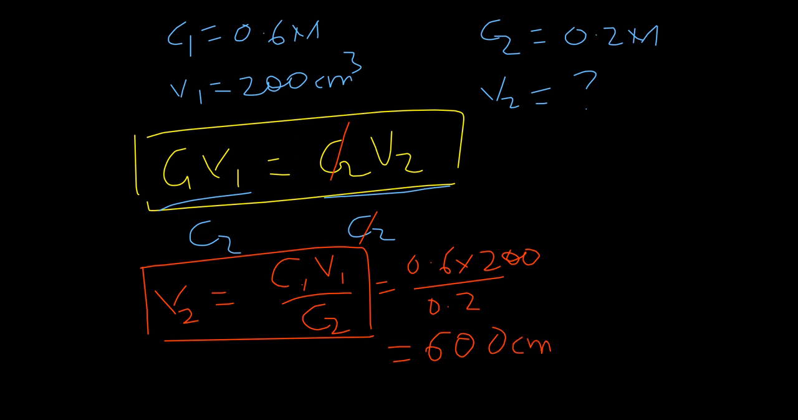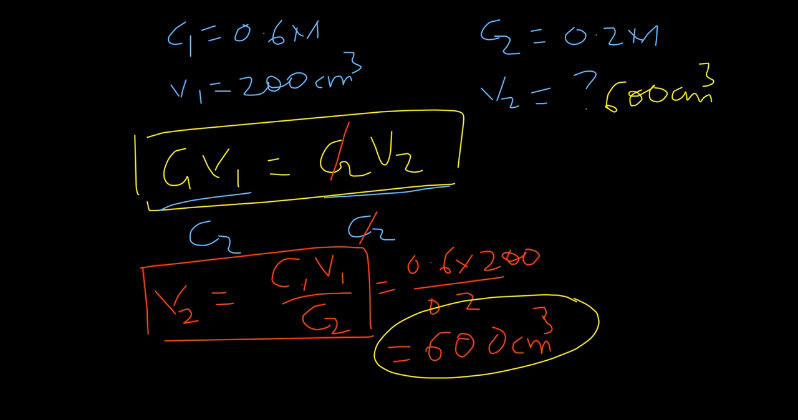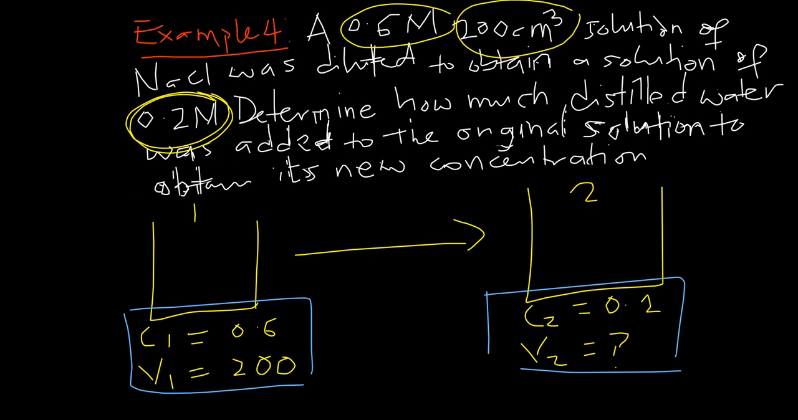Now, this 600 cm cube is the new volume. That's 600 cm cube. But let's go back to the question and look at what it is actually asking us to find. It's asking us to determine how much distilled water was added to the original solution. It did not ask for the new volume. It asks how much distilled water was added to the original volume to get the new volume. So that means that we've not answered the question yet.